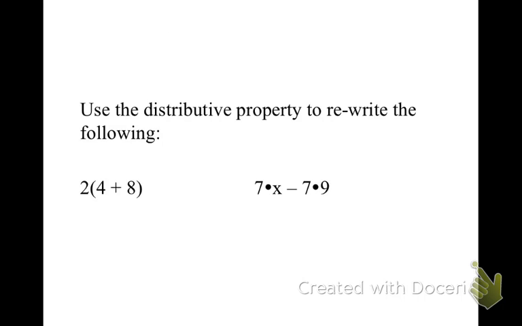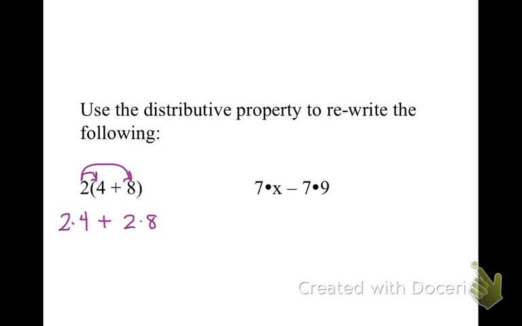Let's use the distributive property to rewrite the following. So in this case, I don't want you to get the product. I just want an equivalent expression. So for the first one, you would write it and show your arrows and then show your multiplication with a plus sign between. Okay, and you can leave it in that form.